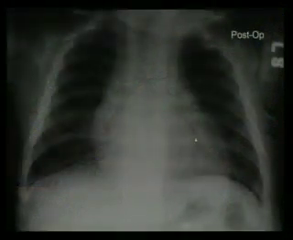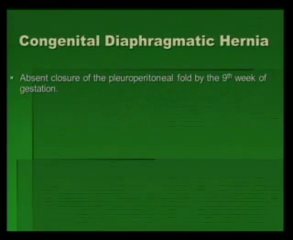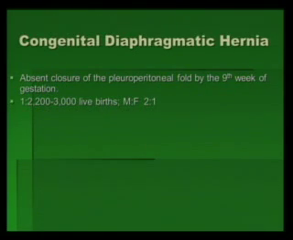So this is what he looked like pre-op, and here he's back to normal, and now he's finishing his first year of med school in Galveston. Normal, no pulmonary abnormalities. But what you have to worry about is they can be associated with other anomalies, and so you just got to hope that that's not the case. This is absent closure of the pleuroperitoneal fold by the 9th week of gestation. 1 in 2,200 to 1 in 3,000 live births. Male more than female, 2 to 1. My son's a male, so just remember male more than female.